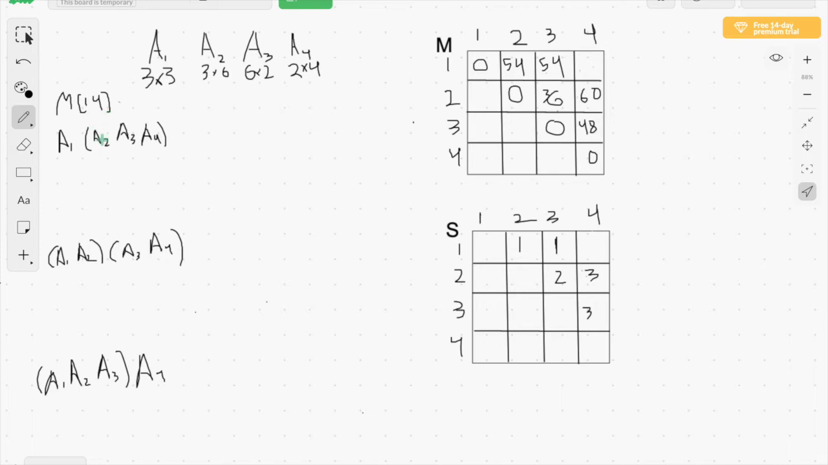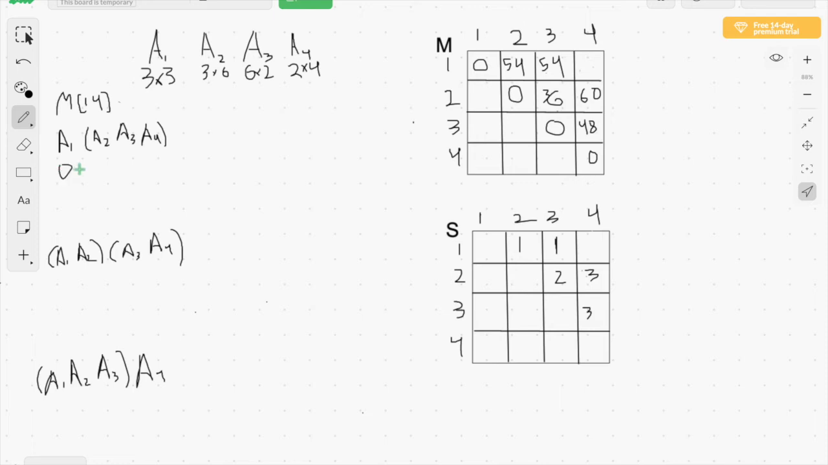So first option, you can multiply A2, A3, and A4 together and multiply that with A1. Option 2, you can multiply A1 and A2 together and then multiply that with the result of A3 and A4. Or you can multiply together A1, A2, and A3 and multiply that with A4. So what we need to do is find the minimum value of these. So let's start with this first one.